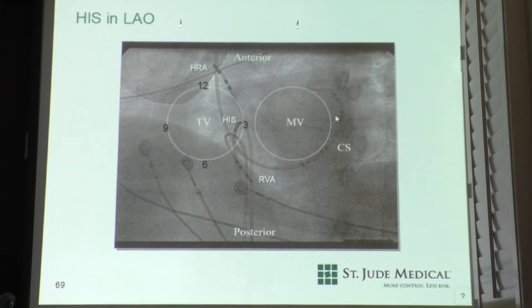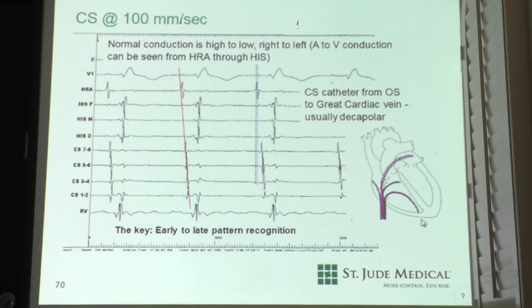All these other catheters are floating around. The CS is in a tube. It ain't going anywhere, which is really nice for our reference purposes because these rings are not drawn in real life. You can't see the valves unless they have a prosthetic valve. So here's what it looks like from the CS. You get both A and V, and notice this A is later.